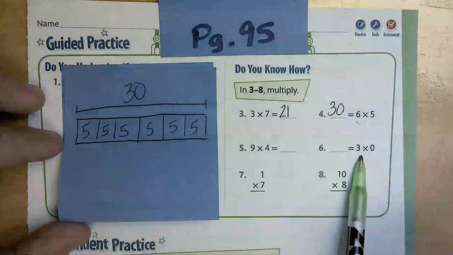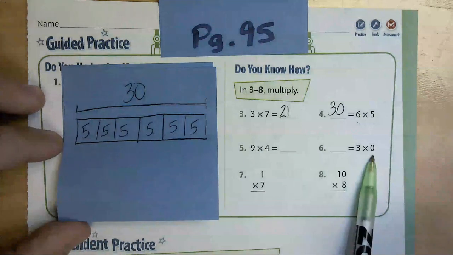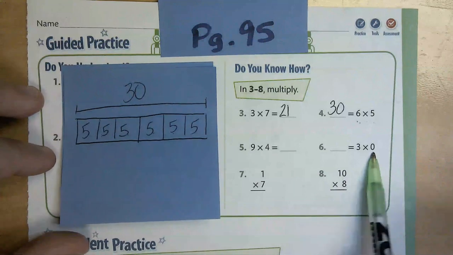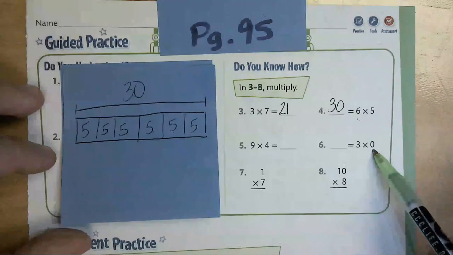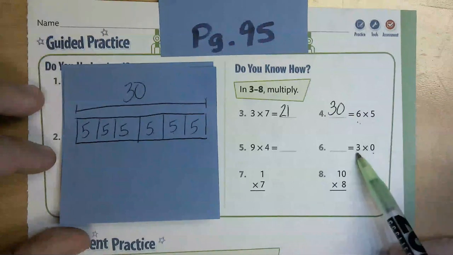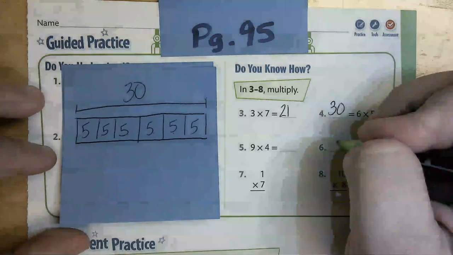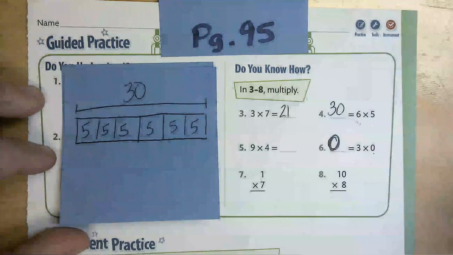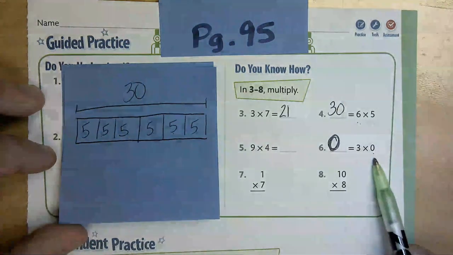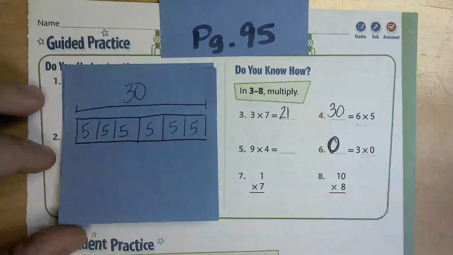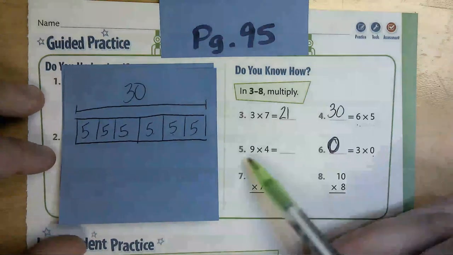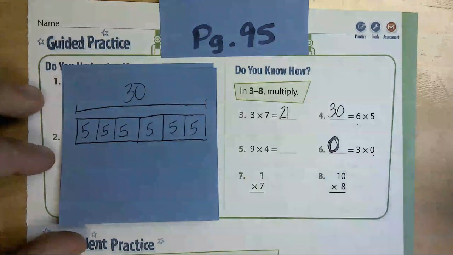The last one I want to go over together is number 6. So we've got 3 times 0. And this is one of those properties of multiplication. The 0 property of multiplication tells us anything times 0 will be 0. So 3 times 0 is just going to give me that 0. All right. So our 0 property of multiplication, I see our identity property is going to be one of the ones in 5, 7, and 8.